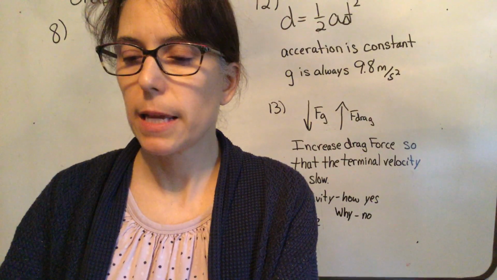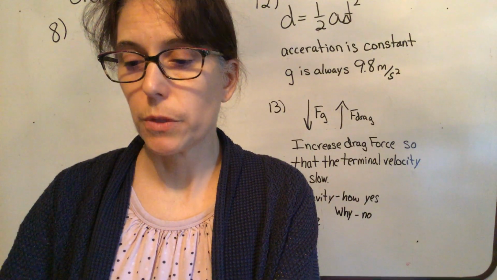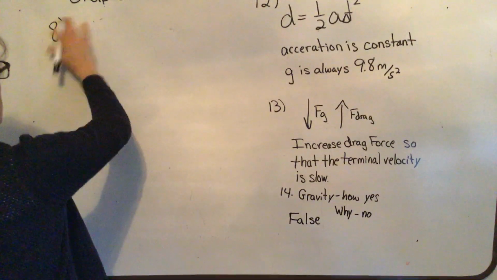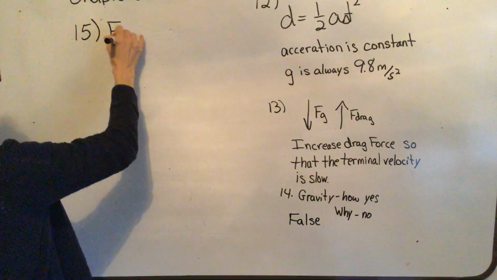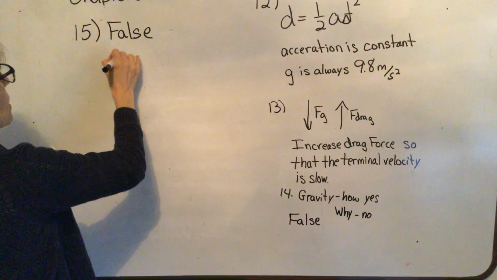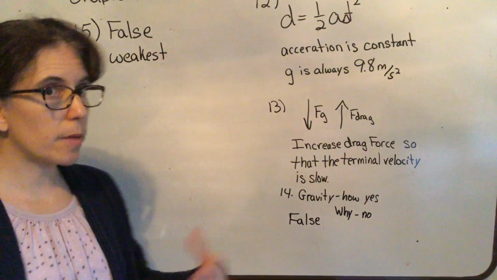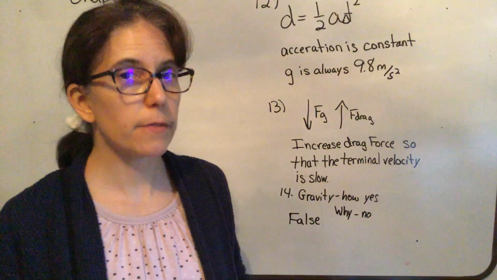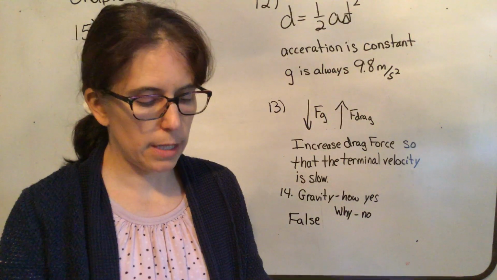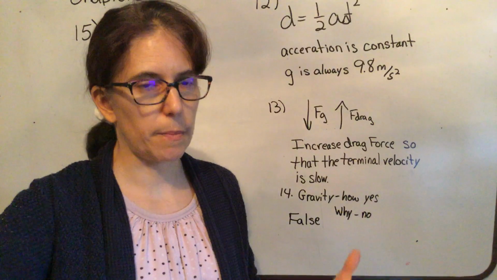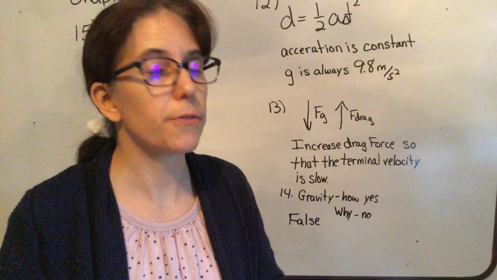Number 15, it says, gravity is the strongest of the 4 fundamental forces. The answer is false. Gravity is actually the weakest. It seems very strong because we are on the Earth and gravity is definitely very strong towards us, but the size of the Earth is the reason gravity feels big to us. Gravity itself is actually the weakest fundamental force.